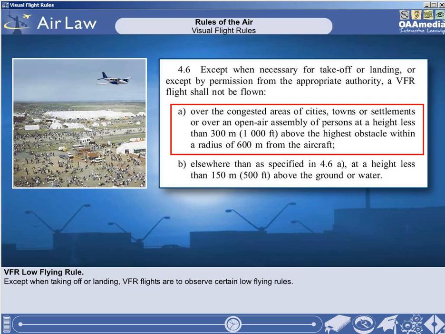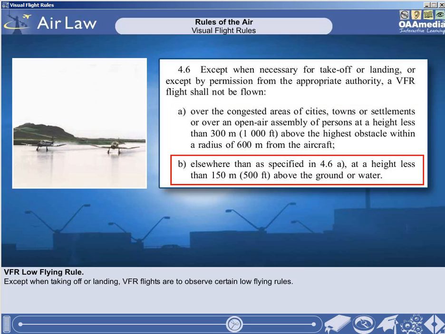Never forget, though, that adherence to the VFR Low Flying Rule does not absolve a pilot from the absolute minimum height rule, which requires the pilot, unless he is landing or taking off, never to fly below a height from which he can safely land his aircraft, in the event of an emergency, without causing undue hazard to persons or property on the ground. Elsewhere than over congested areas or open-air assemblies of persons, a VFR flight is not to operate at a height of less than 500 feet, that's 150 meters, above the ground or water.